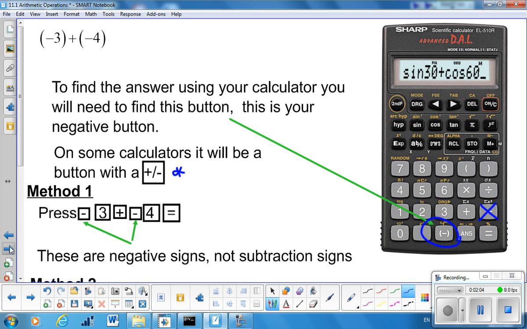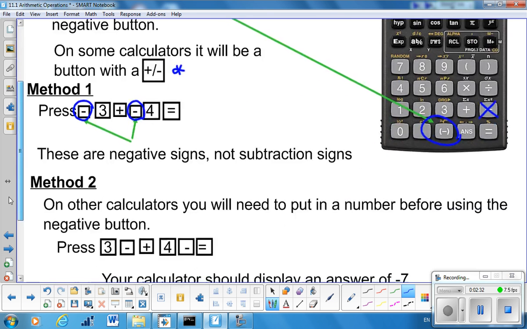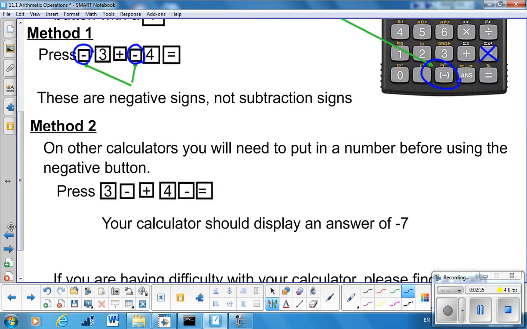Different calculators have different ways of entering in the information. Some calculators, you can type in exactly what appears in the question. So you would do negative 3 plus negative 4 and hit equals. Please remember that these two signs are negatives, not subtracting signs. Your calculator will give you an error if you put in a subtraction. After you hit equals, if your calculator works that way, you should get an answer of negative 7.